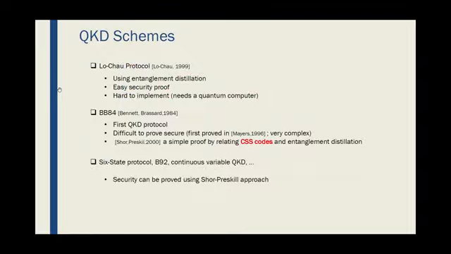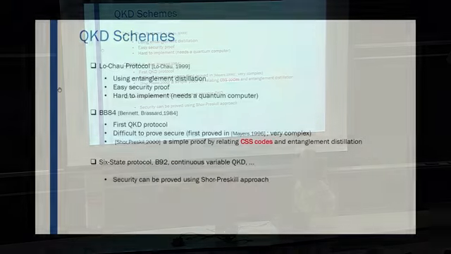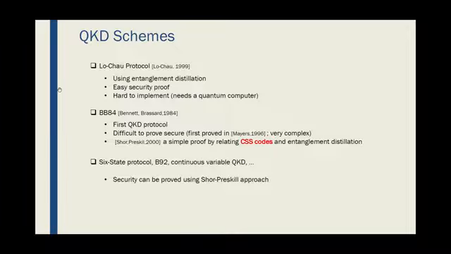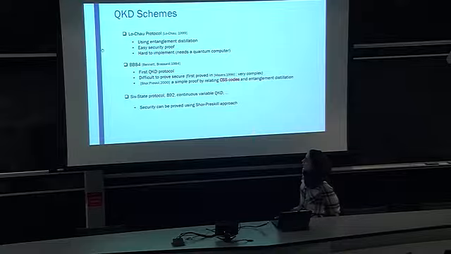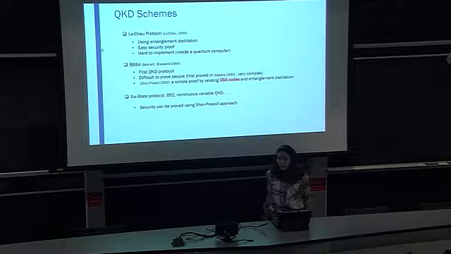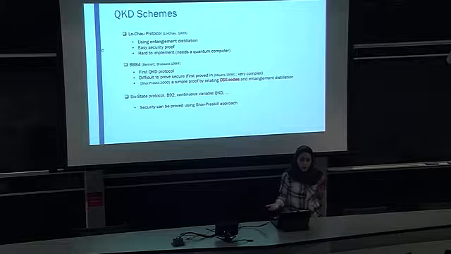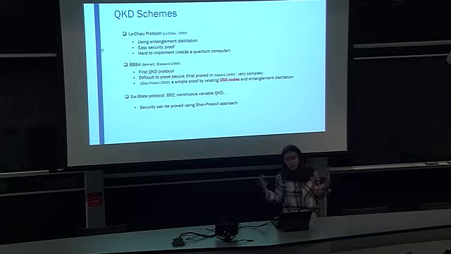There are many known QKD schemes. One simple one is the Lo-Chau protocol, which basically uses entanglement distillation to produce a key. And the good point is that its security proof is pretty easy, but the problem is that it needs to use a quantum computer in the sense that the parties need to have quantum memories and perform quantum operations.